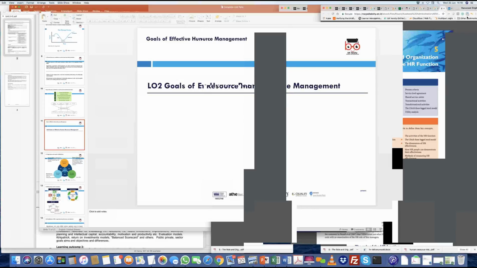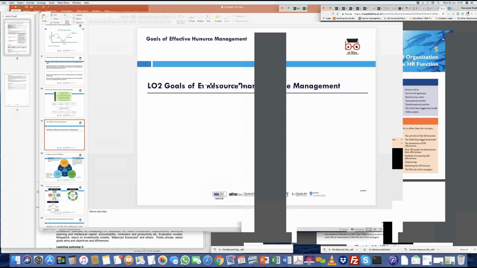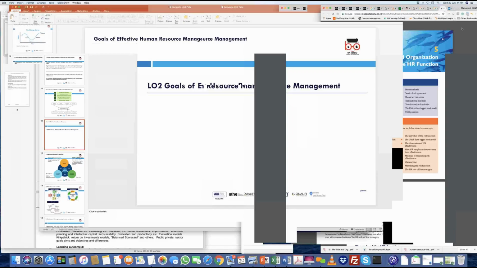So the author's name is Kogan, and he's an HR specialist, and this extract is primarily from his book. So let's dwell a bit deeper into what learning outcome 2 means.